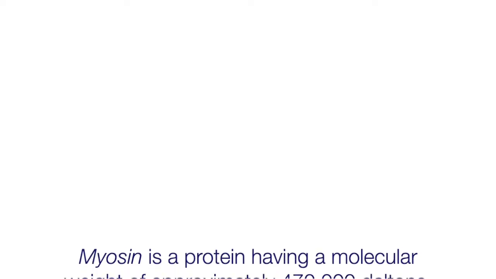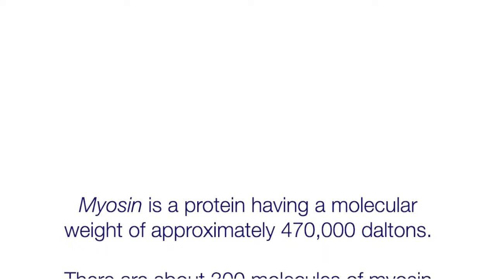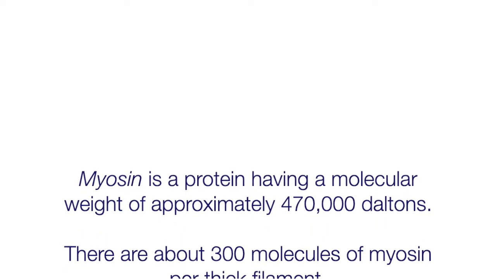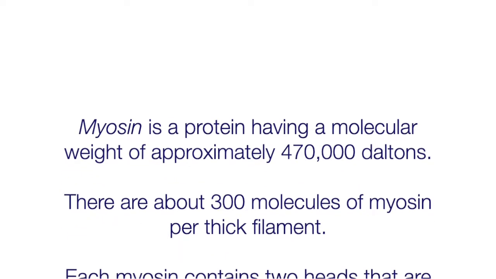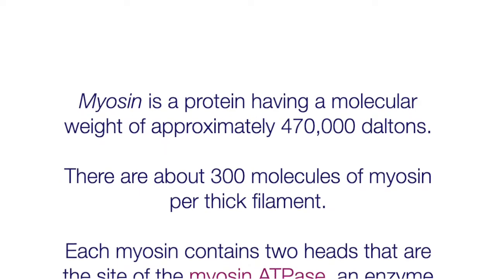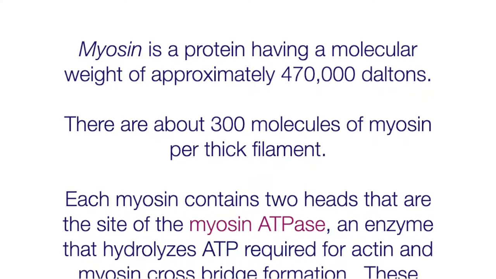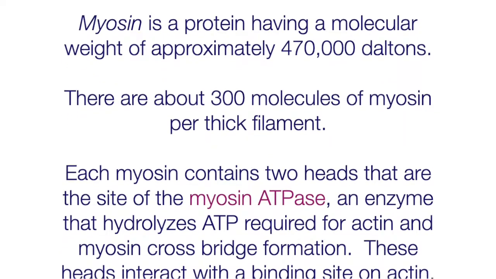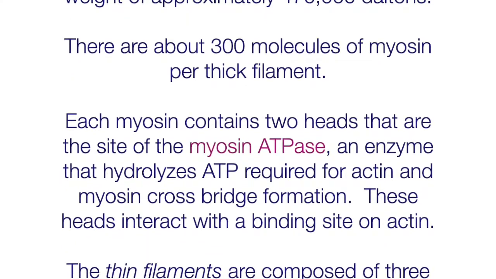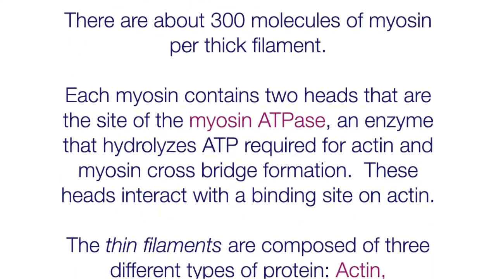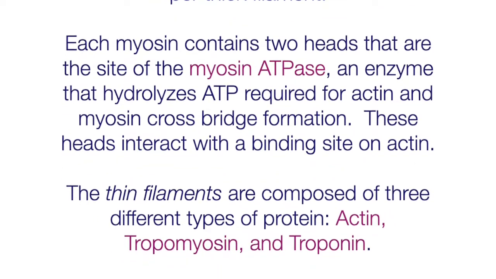Myosin is a protein having a molecular weight of approximately 470,000 daltons. There are about 300 molecules of myosin per thick filament. Each myosin contains two heads that are the site of the myosin ATPase, an enzyme that hydrolyzes ATP, that is adenosine triphosphate, required for actin and myosin cross-bridge formation. These heads interact with a binding site on actin.